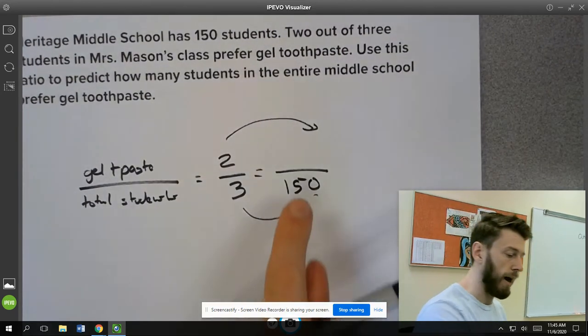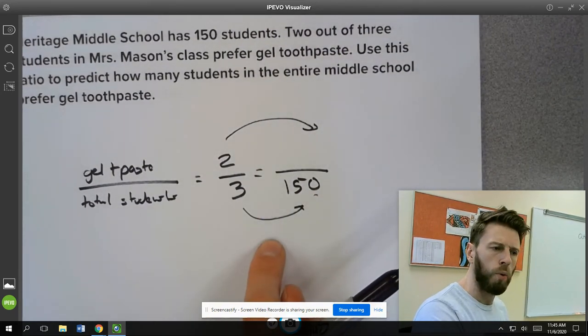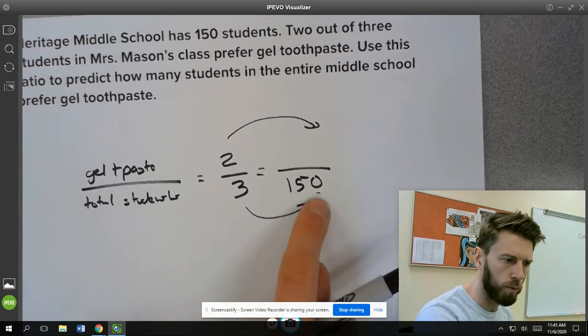There's a couple different ways to do this. You can divide 150 by 3 to figure out what this is, or you can just kind of think, well, 3 times what would give me 150?